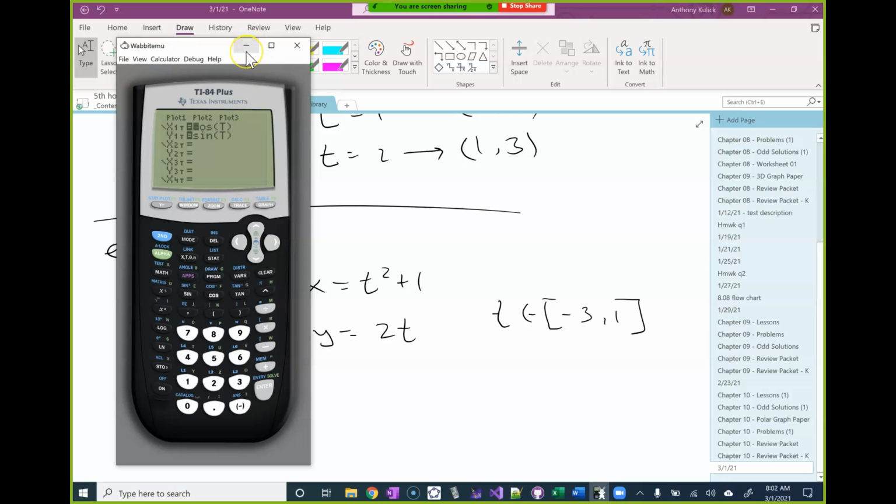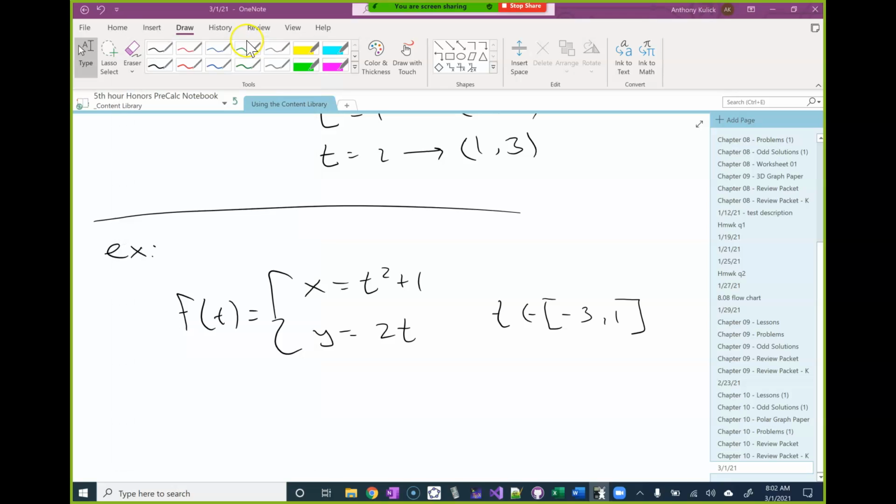Okay, so that's a little bit on how to use your calculator to graph these parametric functions. Everybody okay with the calculator piece? So let's do some examples from section 1 here.